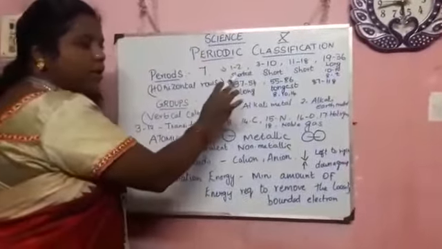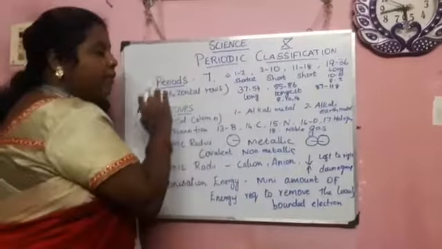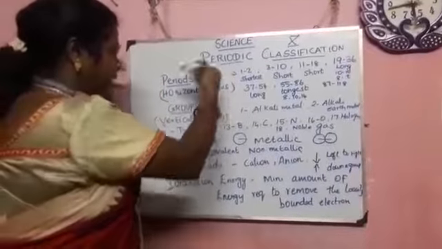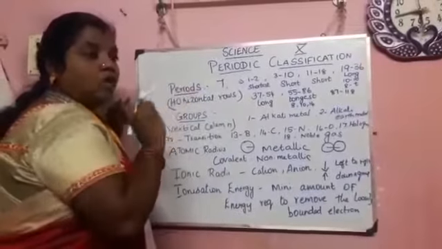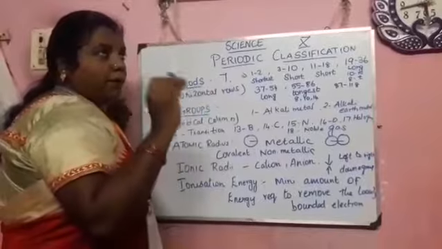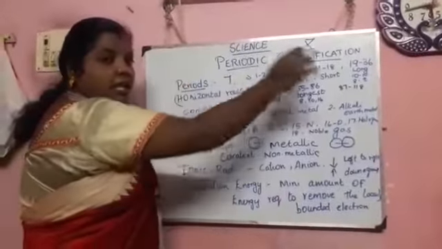the first period is called the shortest period. It has 2 elements. The second row is a short period. The first one is the shortest, the second one is the short period, because here we have 8 elements, from 3 to 10.